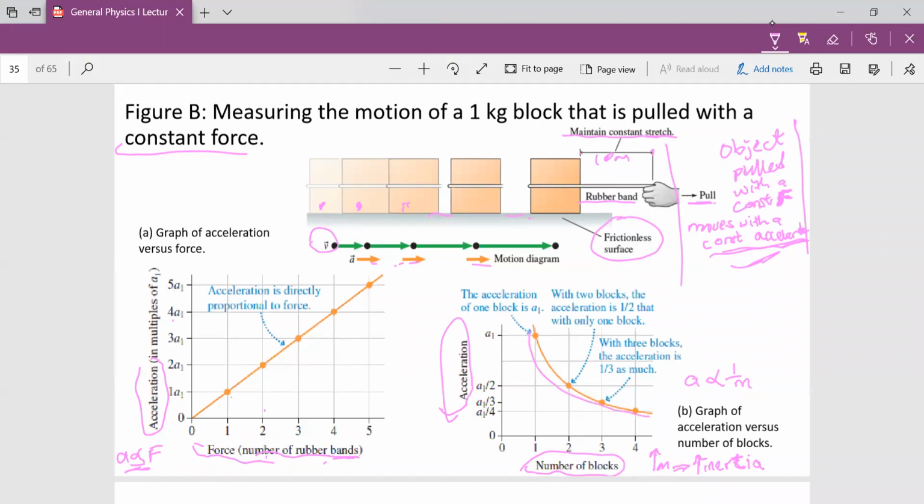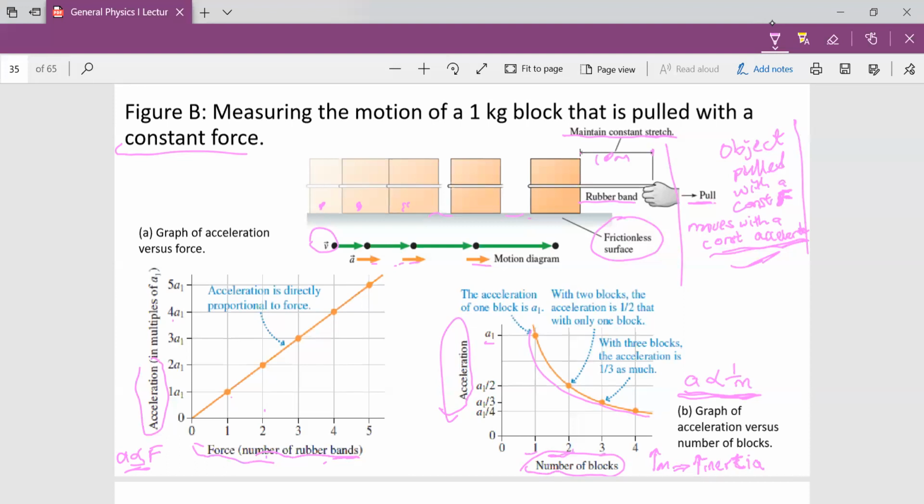This kind of graph is always a graph of inverse proportionality. So it was observed that acceleration is inversely proportional to mass. Because when we used 1 block, we saw the acceleration of 1 block. When we increased the blocks, we saw the acceleration reduced to half.